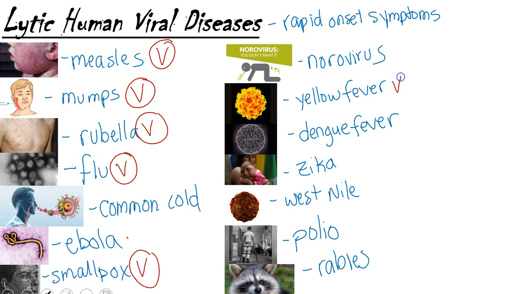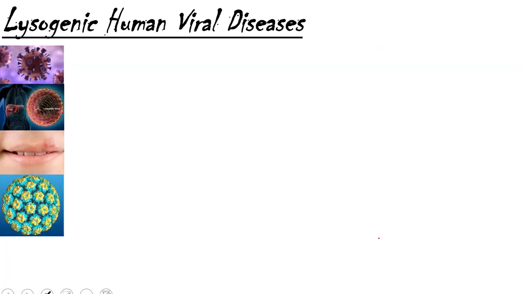Let's see, we have a yellow fever vaccine. They're working on a Zika vaccine. We have a polio vaccine and a rabies vaccine. But some of these other ones we typically do not have vaccines for, right? So those are our lytic cycle viruses. Now let's take a look at some of these lysogenic cycle viruses.